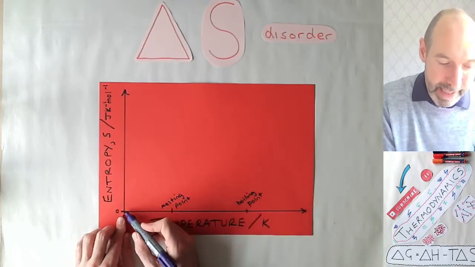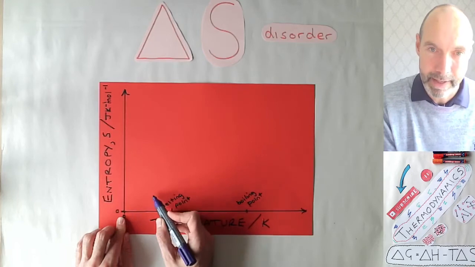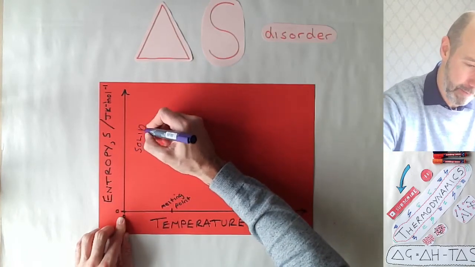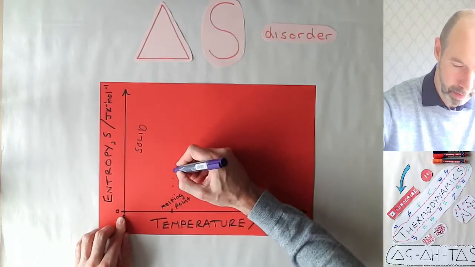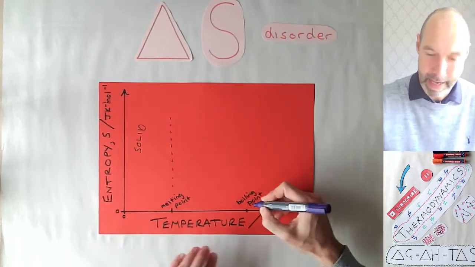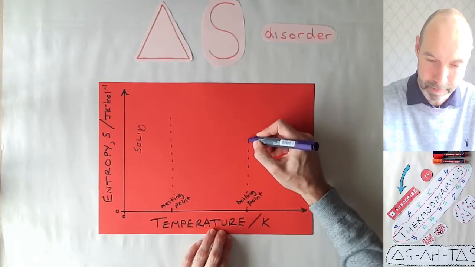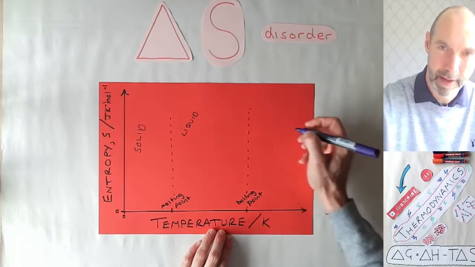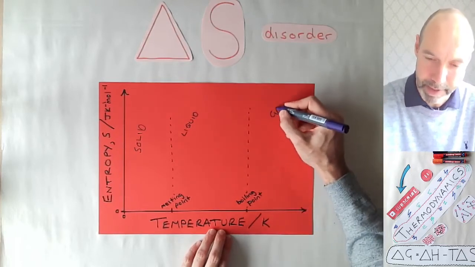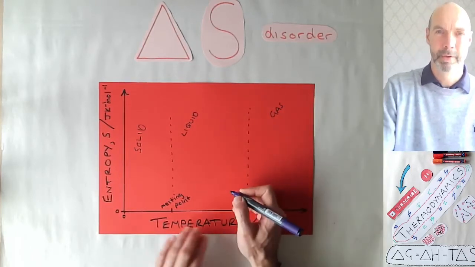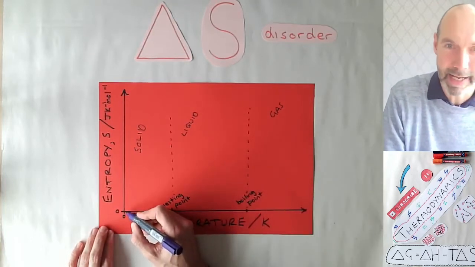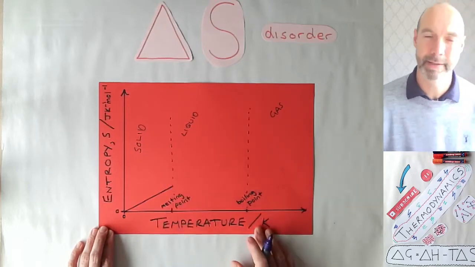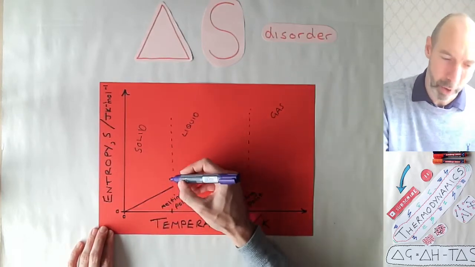There'll be a steady increase in entropy, even whilst it's a solid. So during this entire phase, it will be a solid. And between these two temperatures, it will be a liquid. And above this temperature, it will be a gas. So we're going to have a steady increase in disorder. Nice steady increase. When it melts though, we have a jump.